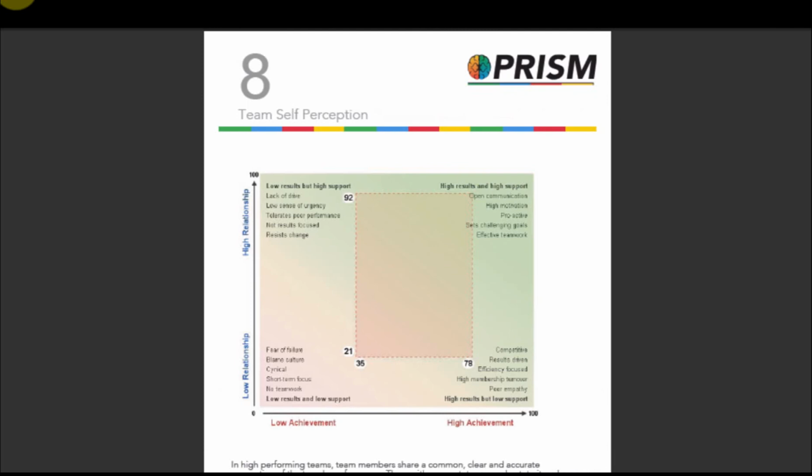Section 8, Team Self-Perception. In high performing teams, team members share a common, clear and accurate perception of the team's performance. In this chart, each axis, achievement and relationships, displays 2 sets of scores in white circles. The less variation between these scores, the greater the consistency there is in the team's perception of performance. Conversely, the greater the disparity, the less consistent the team views are of its performance.